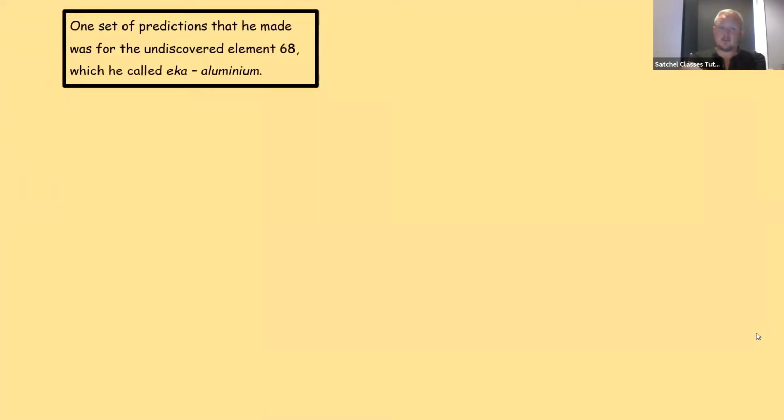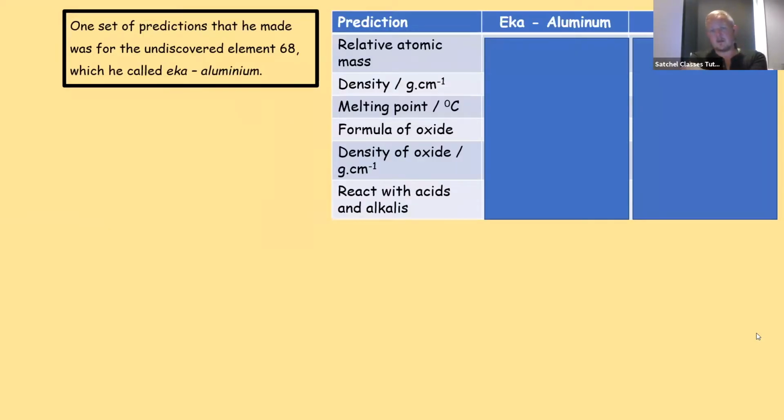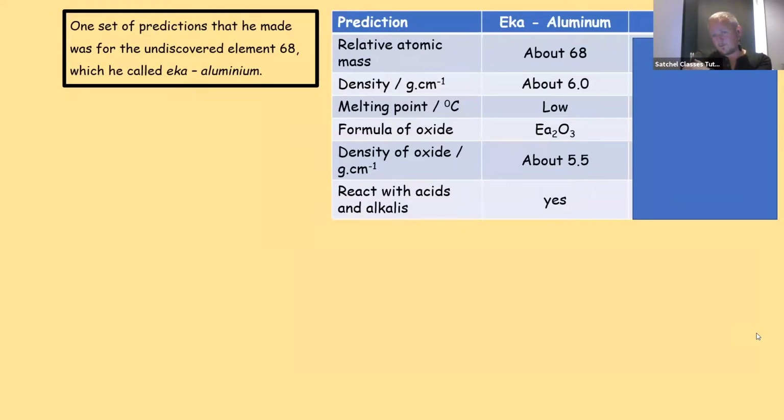One set of predictions that he made was for the undiscovered element 68, which he called Eka-aluminium. Now, he predicted that Eka-aluminium should have a relative atomic mass of about 68. It should have a density of about 6.0, and a melting point which was quite low. If it reacted with oxygen to make an oxide, it would have the formula Ea2O3.